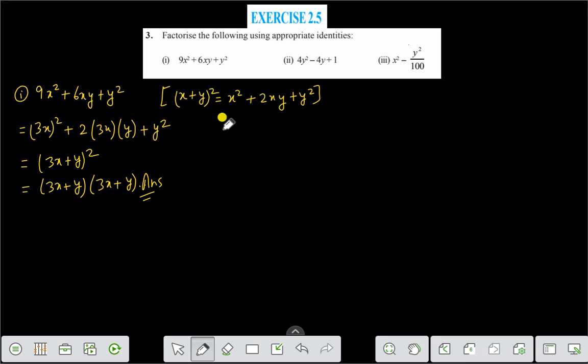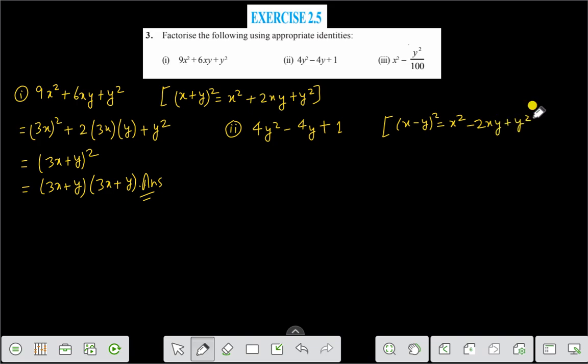Now to solve question number 2. Question number 2 is 4y square minus 4y plus 1. Here we will use the identity (x minus y) whole square, that is (x minus y) whole square is equal to x square minus 2xy plus y square.